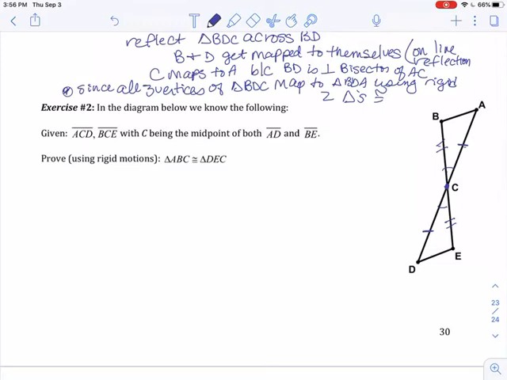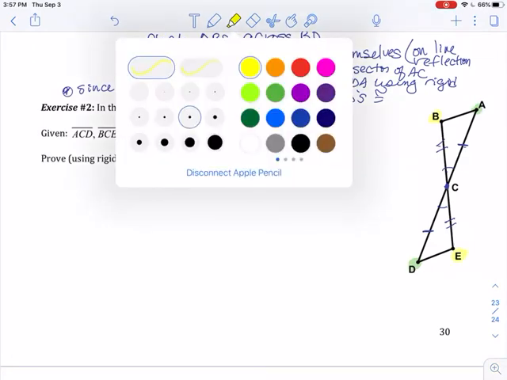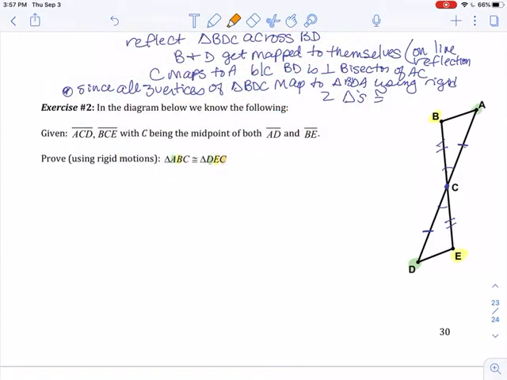What's the rigid motion? Well, let's look at the order of these letters. I have A maps to D. So the A maps all the way over here to D. The B maps to E. And the C maps onto itself. So I didn't do a reflection. This time I rotated triangle ABC. Now we want to say how much I rotated. So I rotated triangle ABC 180 degrees. And what did I rotate it about? I rotated about point C. That's why C mapped to itself.